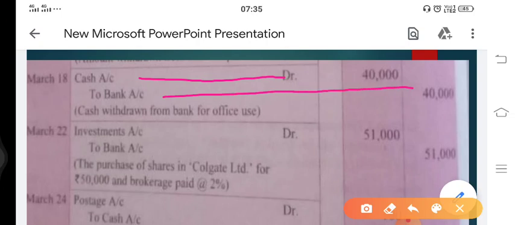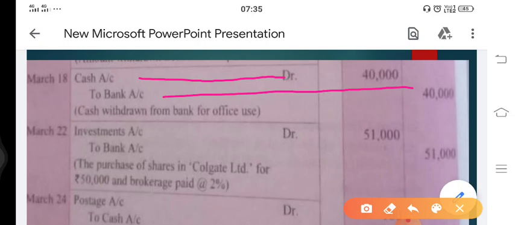Moving towards the next point. The next point is bought shares in Colgate Limited for rupees 50,000 and brokerage paid at the rate of 2%. All payment is made by check. Now what is this basically? Sometimes if we have excess money, we want our money to be invested somewhere. So we have an option of buying certain companies' shares, debentures or bonds. Shares, debentures, bonds will be explained in later segments.